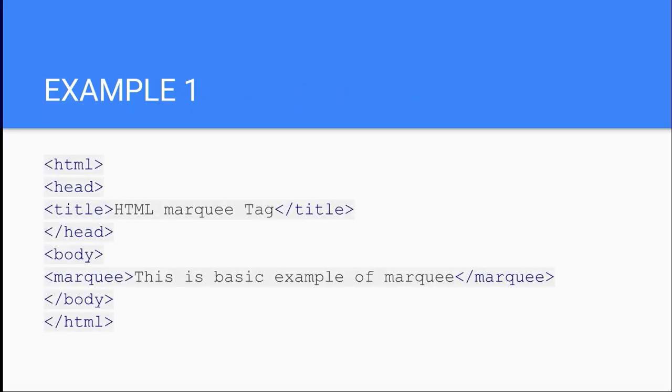Here you can see a simple example for HTML marquee. The HTML tag is open here, the head is open and the title is open. The title is HTML marquee tag, and the title is closed, head is closed, and the body is open here and the marquee tag is open. This is a basic example of marquee, and the marquee tag is closed, the body tag is closed and the HTML tag is closed. So a very simple program. We are going to try this code now.